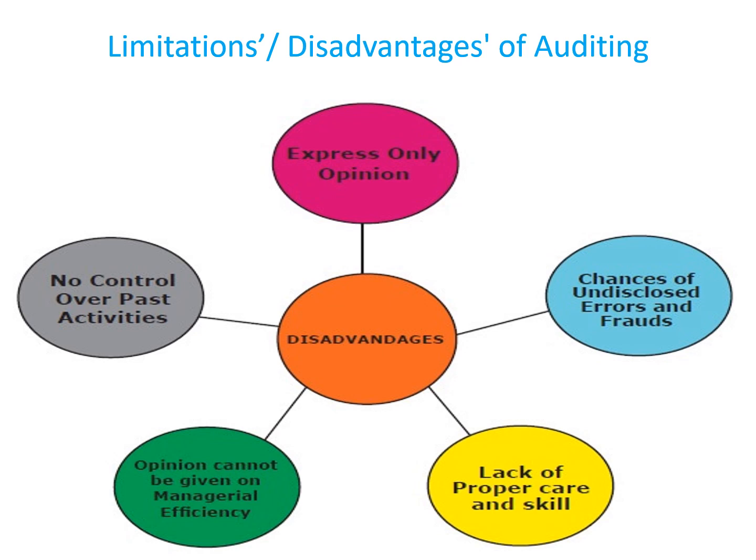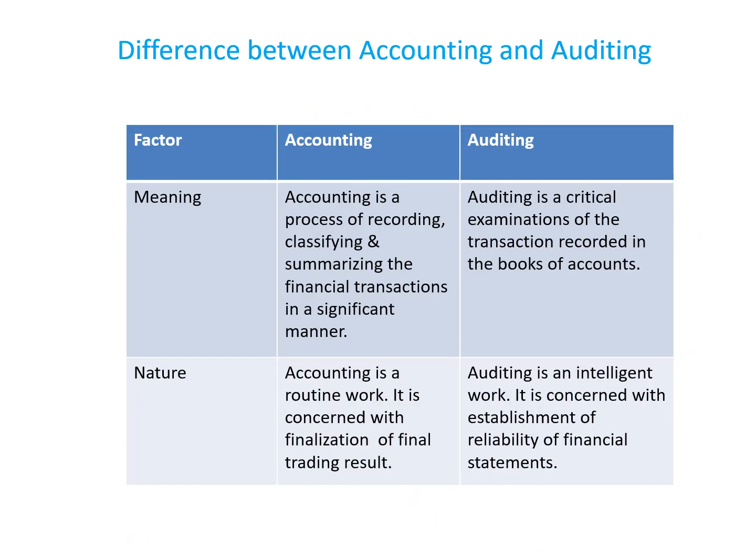These are the limitations of auditing, but limitation is another side of the coin. The auditor is beneficial to every type of organization. It means the advantages are more as compared to the limitations of auditing. Presently, we are discussing the difference between auditing and accounting. There are various important factors to make a comparison between accounting and auditing.